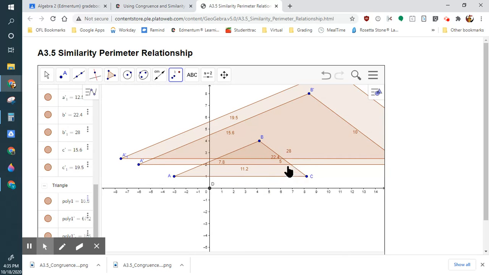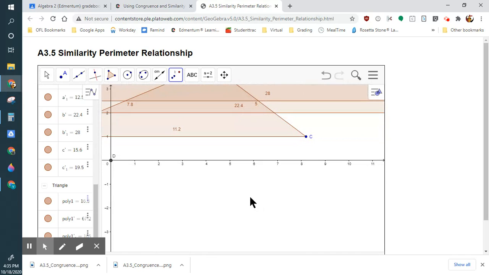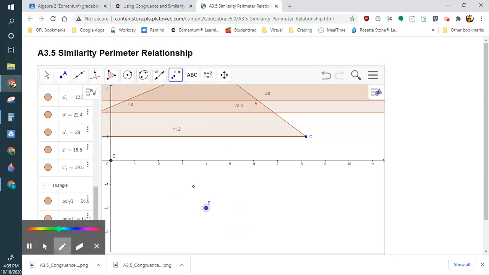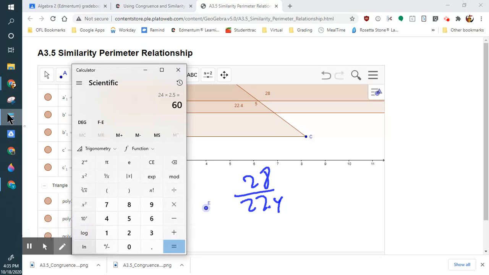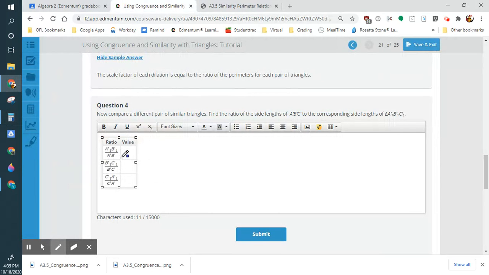And you can see that we can actually see the side lengths. So I'm going to do this. Let me grab a pen. 28 over the 2.4. So if I do that, give me a second here. Calculator. 28 divided by 2.4. I get 1.25. Obviously, the rest are going to be the same.